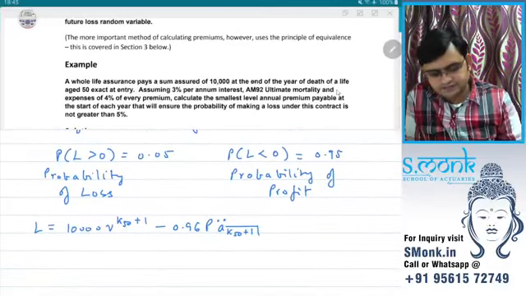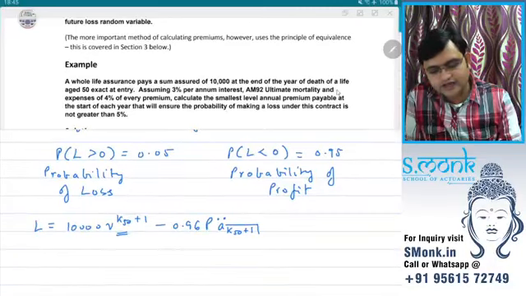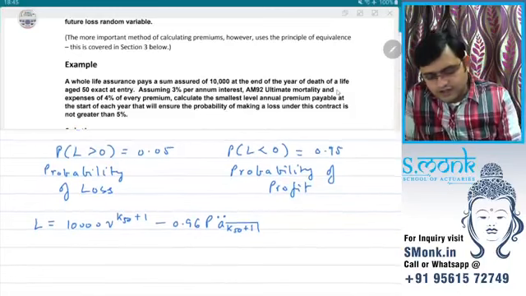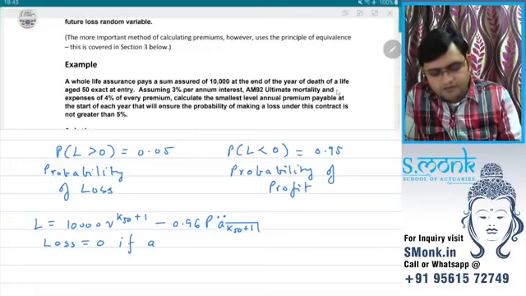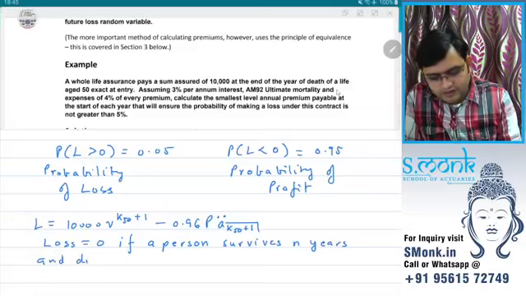So let's say that a person dies at a certain age, or survives, let's say, K years. Let's say that loss will be equal to 0 if the person survives n years and dies in the next year.